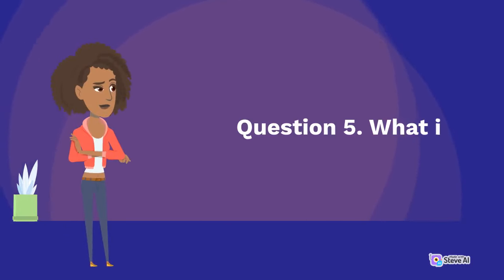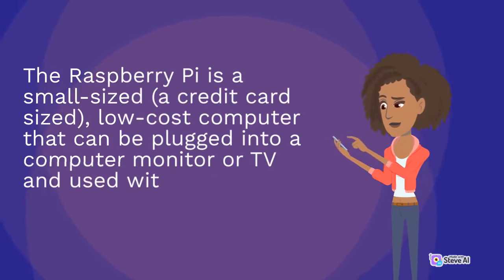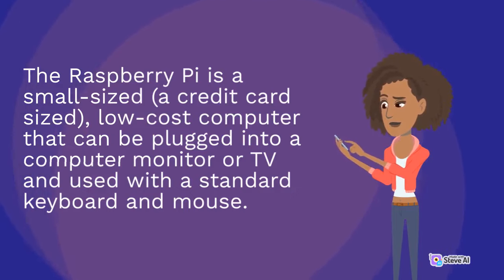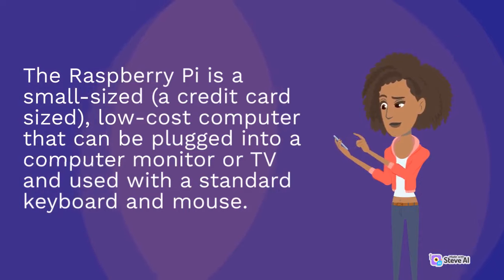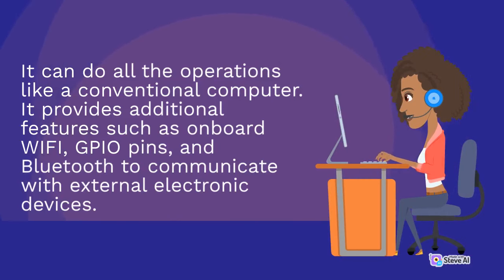Question 5. What is Raspberry Pi? The Raspberry Pi is a small, credit card-sized, low-cost computer that can be plugged into a computer monitor or TV and used with a standard keyboard and mouse. It can do all the operations like a conventional computer. It provides additional features such as onboard Wi-Fi, GPIO pins, and Bluetooth to communicate with external electronic devices.